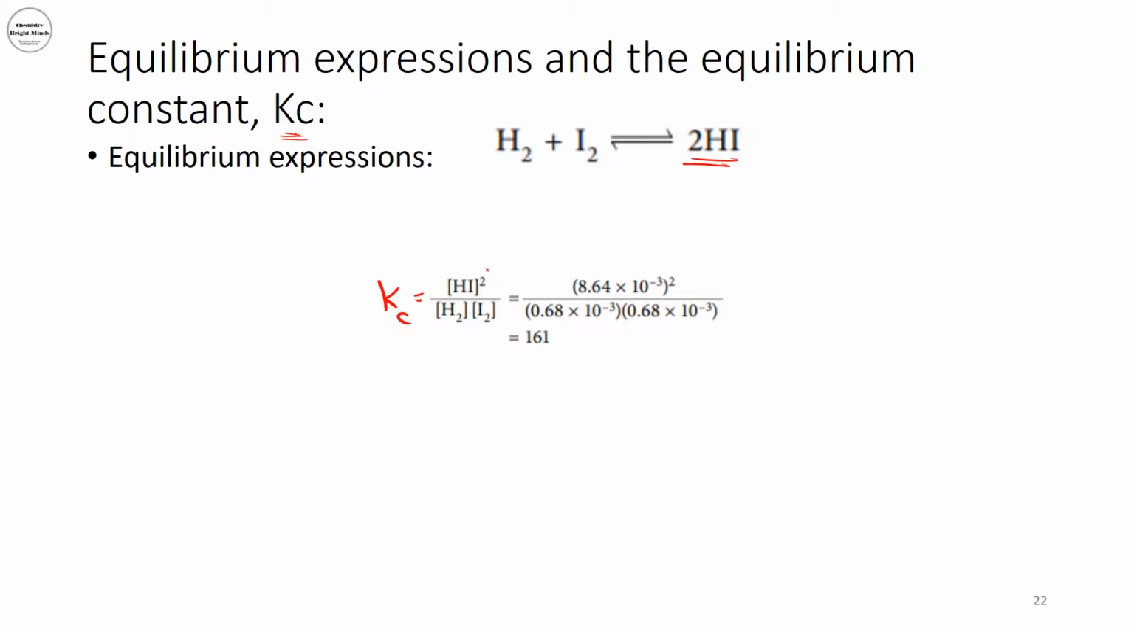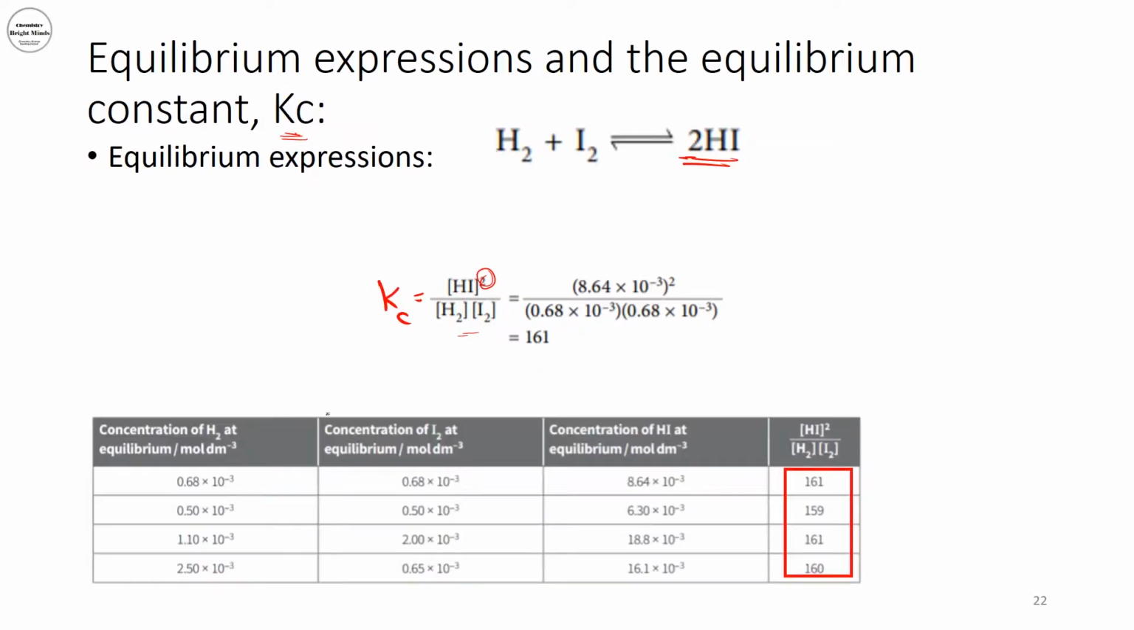So if I looked at the Kc value, it is actually equal to the concentration of my product to the power of the number of moles of my product, divided by the concentration of my reactants to the power also of the number of moles for each one of them. But because it's only one, we don't write it.